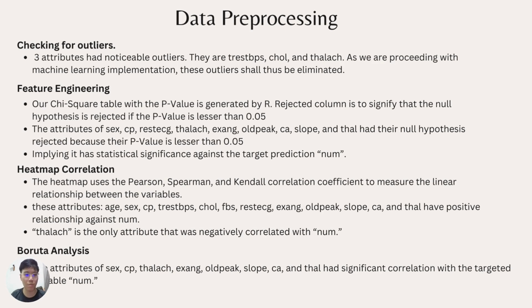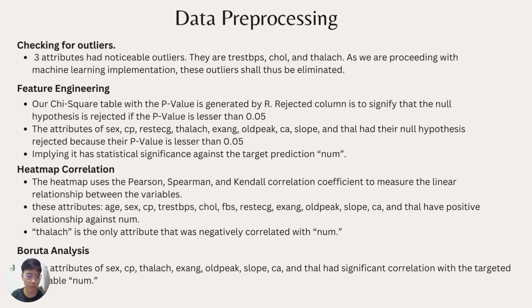With feature engineering, a chi-square table with the p-value is generated by R, and the rejected column signifies that the null hypothesis is rejected if the p-value is lesser than 0.05. The attributes sex, cp, restecg, thalach, exang, oldpeak, ca, slope, and thal had values lesser than 0.05, also implying that they have statistical significance against the target prediction num.